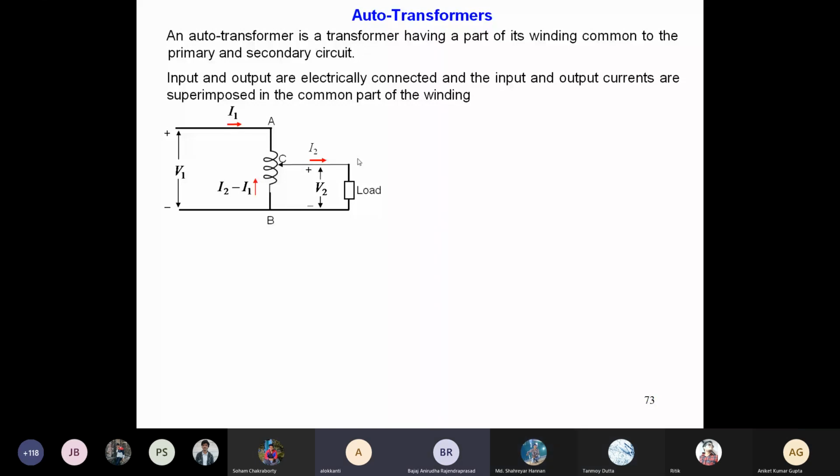So this is the difference between this potentiometer and this auto transformer. Basically there is a ferromagnetic core. The winding is wound over a ferromagnetic core, and the full winding is used as one coil, and part of the winding is used as the other.